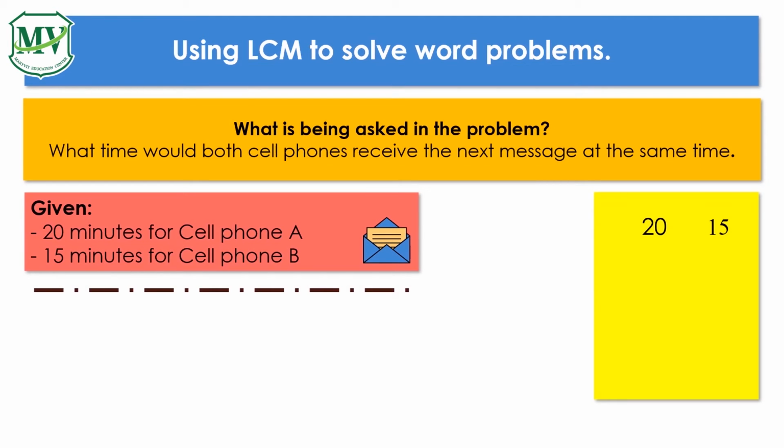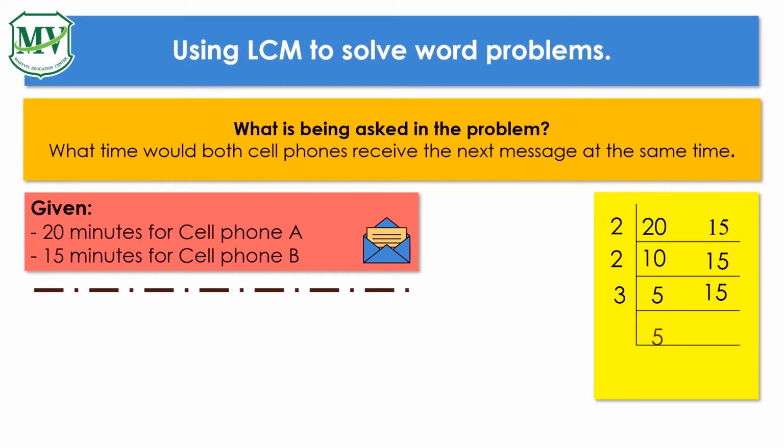Divide starting with smallest prime number, then stop when all quotients are 1. Let's start with 2. So, 20 divided by 2 is 10. And just bring down 15. Let's divide it by 2 again. 10 divided by 2 is 5. Just bring down 15 again since it can't be divided by 2. Let's divide them now with 3. Bring down 5 because it can't be divided by 3. Proceed to the next. 15 divided by 3 is 5.